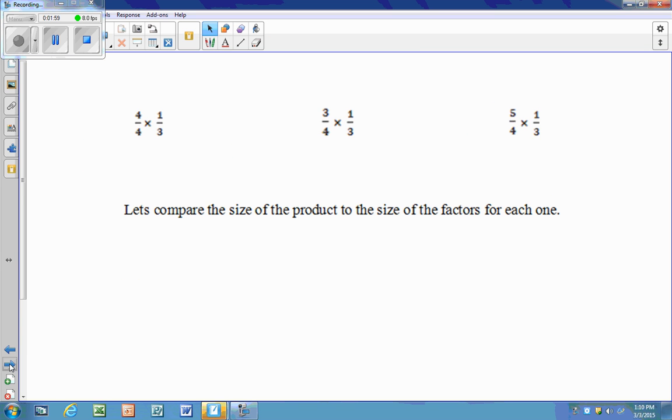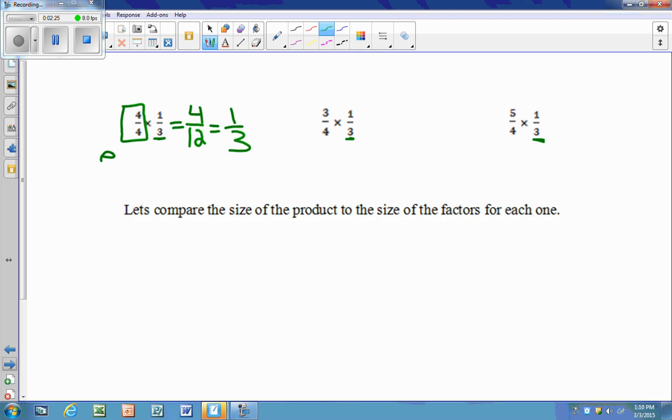So here's another set of examples, this time with fractions. I'm going to look through, and I see that 1/3 is the same in every single one. So I'm going to check the other numbers. I have 4/4, and since 4/4 is equal to 1, this will be equal to 1/3, because saying 4/4 is just like saying 1 times 1/3. And if I multiply that out and then simplify, I see that it is equal. And I should have written equal beforehand.